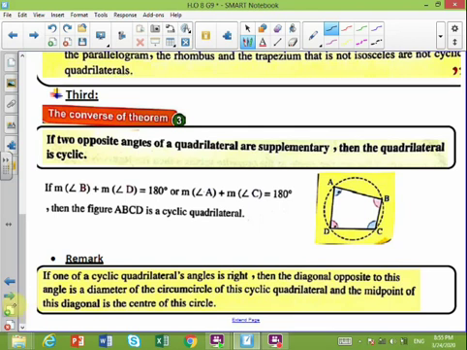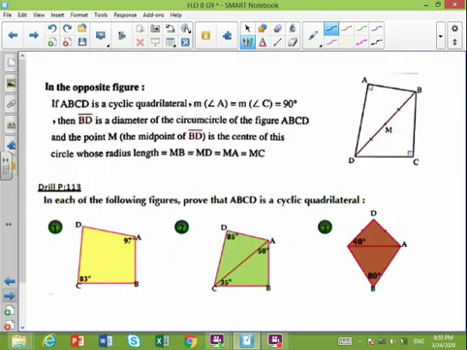I would add this remark on the diagram here. If ABCD is a cyclic quadrilateral, and as you see, measure A and measure C equal 90, they are supplementary, the sum is 180, then what? Then BD will be a diameter of the circumcircle of the figure ABCD. If I draw the circle, in this case, BD will be its diameter, and M will be the midpoint of BD. And of course it will be its center.